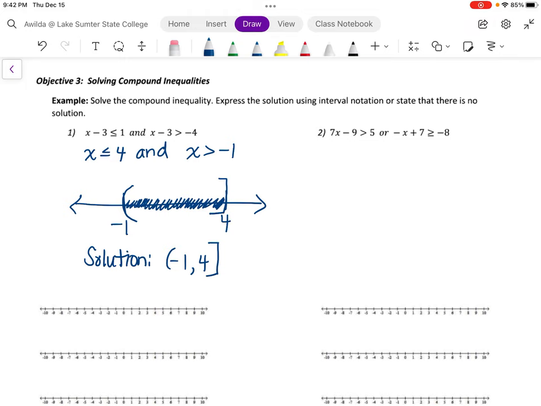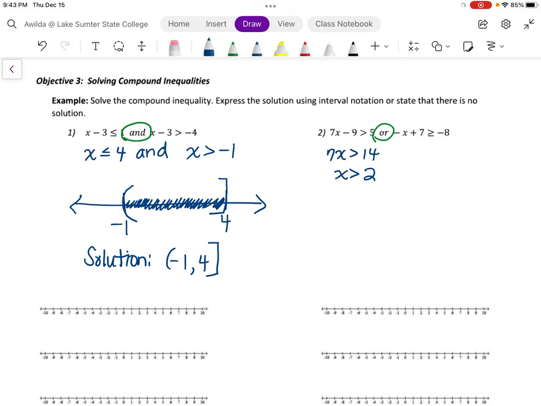The last example for this section is one that has a compound inequality with the word or. So I really want to highlight the difference between how we're going to treat and problems and or problems. We're going to solve the two inequalities separately. 7x minus 9 is strictly greater than 5. We can add 9 to both sides to get that 7x is strictly greater than 14. Dividing both sides by 7, we get that x is strictly greater than 2.